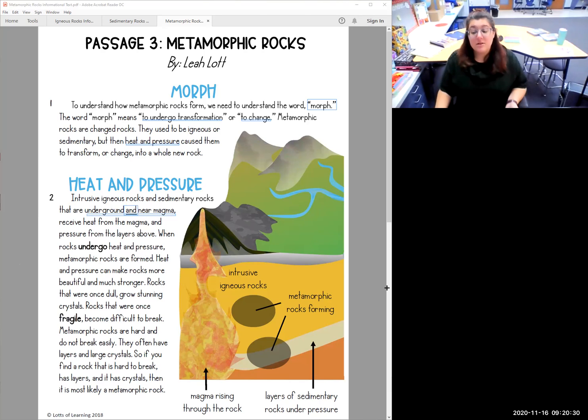They need to be underground so the layers cause the pressure. And they need to be near magma so they can be applied heat. Okay, so underground equals pressure, magma equals heat. Those two things applied to the rocks turn them into metamorphic rocks. And then they tell us that it makes them beautiful and much stronger. If you need to pause to make sure you have things boxed in and underlined, you can do that.